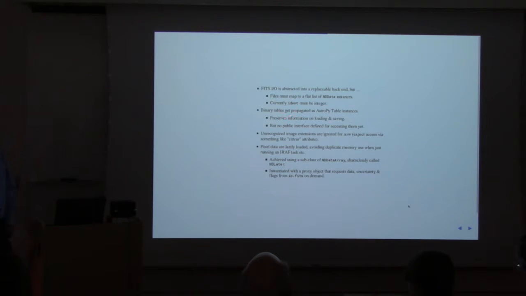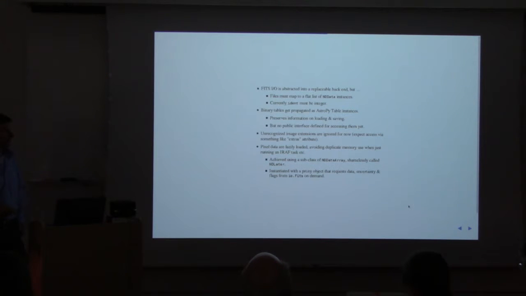Binary tables get propagated in Astropy Table instances. That's working at the moment, I just haven't defined the public API properly, but that's kind of a delta on what I've already done. But at the moment, any table information does get loaded and saved, so it's not lost. I haven't got around to propagating unrecognized image extensions yet.